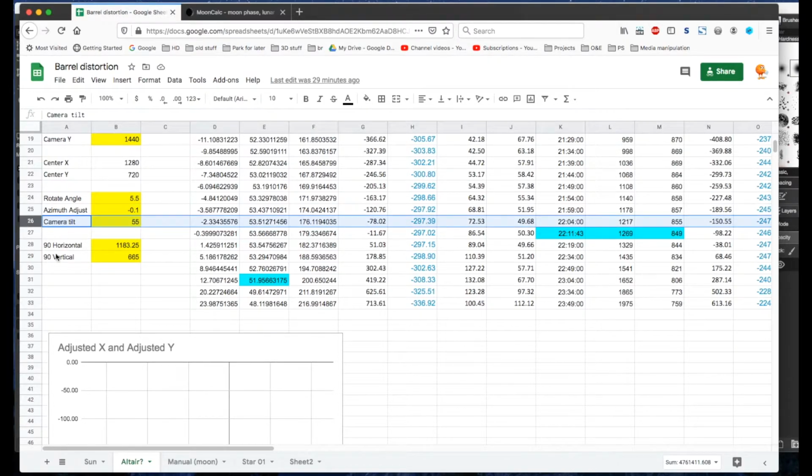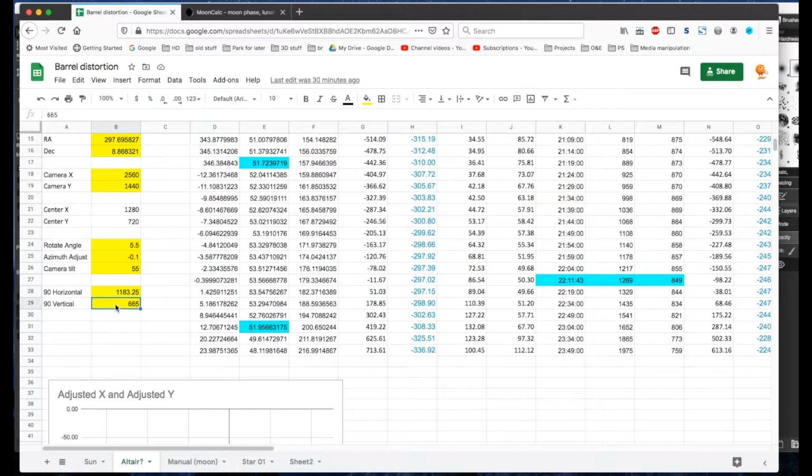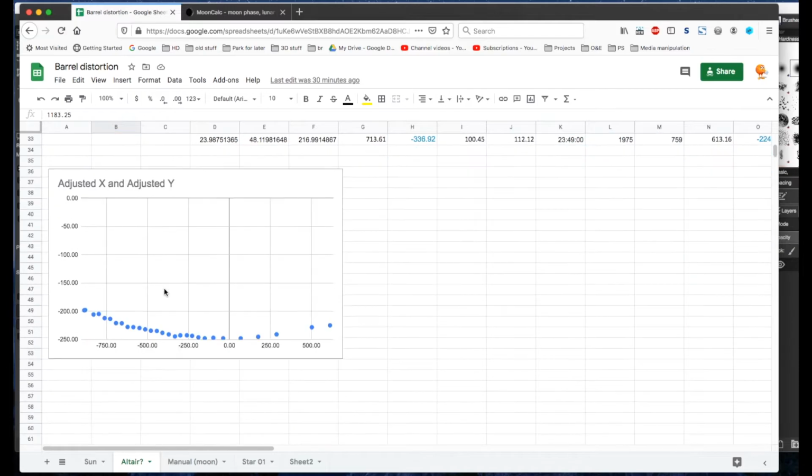This was the camera's altitude, where the center of the frame should be pointing at 55 degrees altitude. The azimuth adjust should be how many degrees east or west of south from 180. And then of course the angle rotation would be how far the camera was rotated along the barrel of the lens. I applied a bit of a zoom factor adjust, and that was pretty much it. It took me a little while to get this, and a lot of it was trial and error.